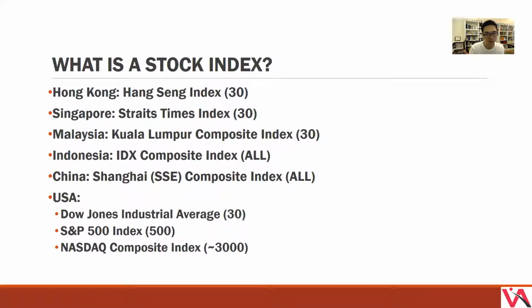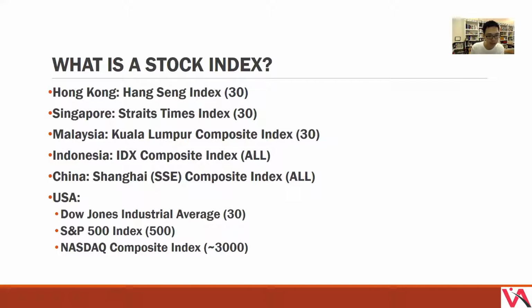Similarly, in Singapore, it's called the Straits Times Index. It's also an index of 30 of the larger companies within Singapore. And in Malaysia, they call it the Kuala Lumpur Composite Index, or KLCI for short. It's similarly the 30 larger companies in Bursa Malaysia.